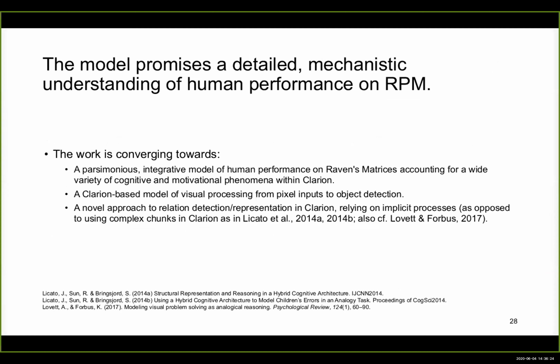So to sum up, the model seems to be converging towards a parsimonious and integrative model of various phenomena associated with gradient matrices within Clarion. Additionally, we have along the way developed what's essentially a Clarion-based model of visual processing that goes from pixel inputs up to object detection. And also, we've developed a novel approach to relation detection and representation in Clarion, which relies on implicit processes.